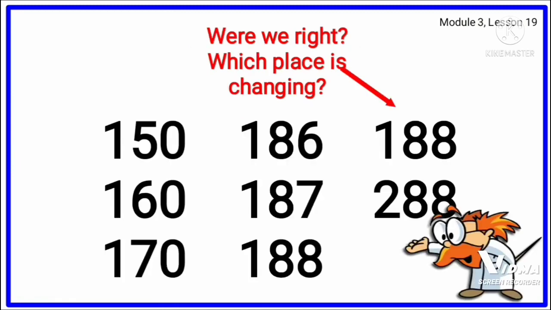So if you check what we have done, we've done 10 more, 150, 160, 170. We did 1 more, 186, 187, 188. From 188, we did 100 more, 188, 288.